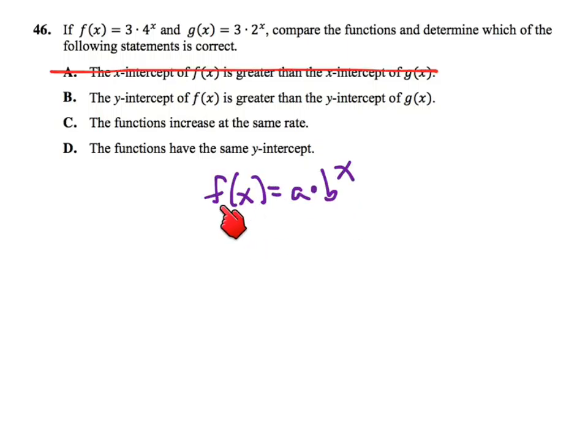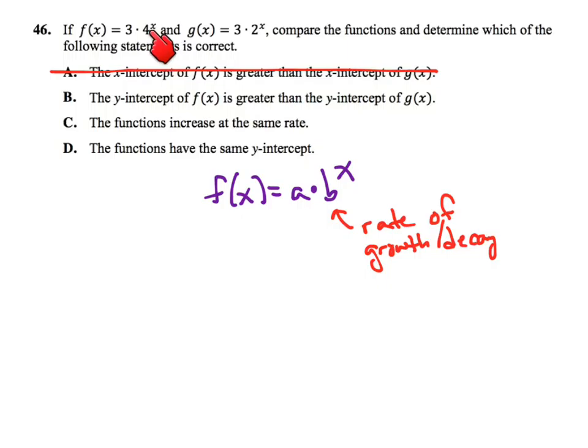And let's look at our main form, our standard form, I should say. f of x equals a times b to the power of x. So what do we have here? We have the same a's, and we have different b's. Those b's are our rate of growth or decay, right? That's that repeated multiplication or repeated division. Well, in this case, one is being repeatedly multiplied by 4, and the other one's being repeatedly multiplied by 2. So, do they increase at the same rate? No, we know it can't be C.